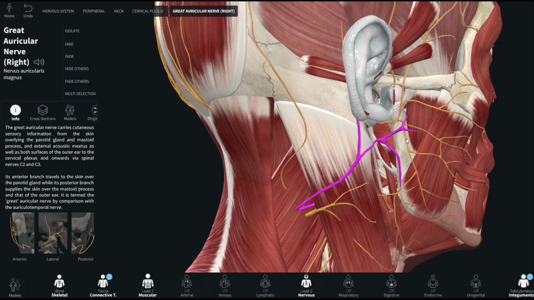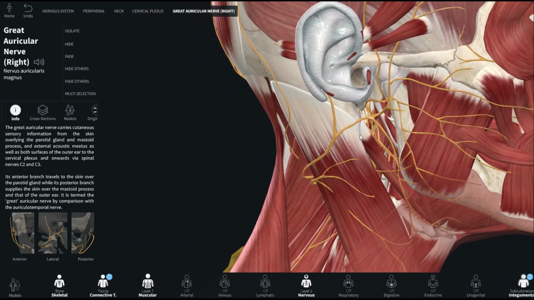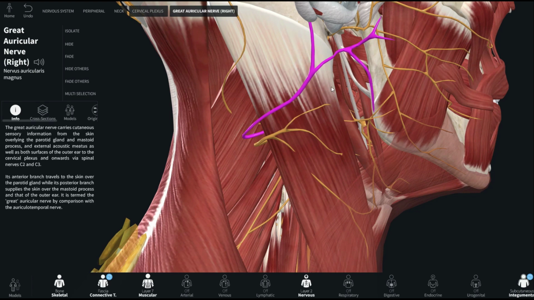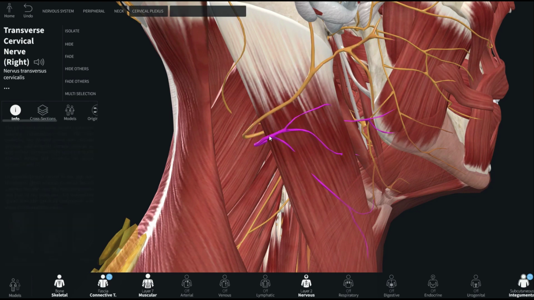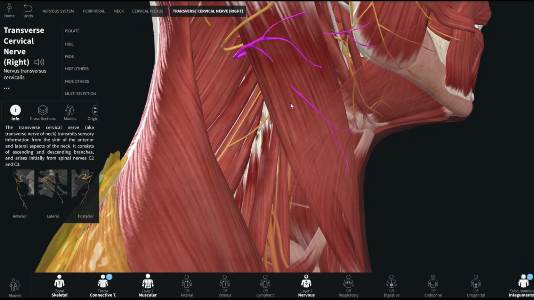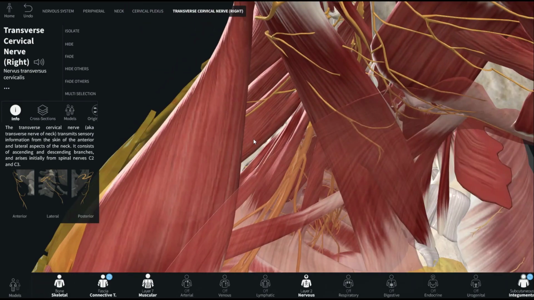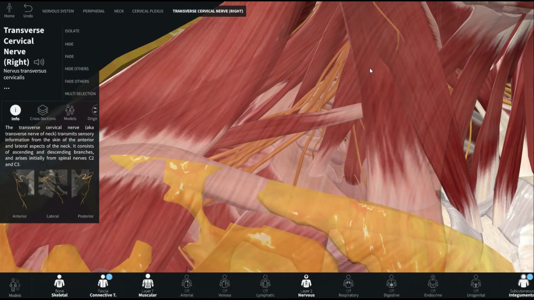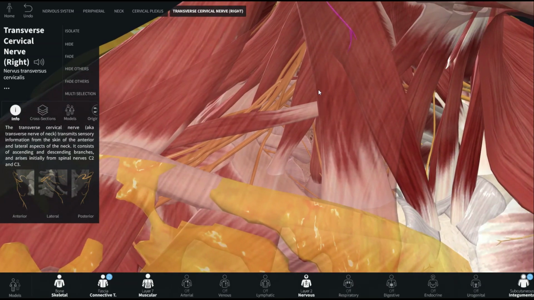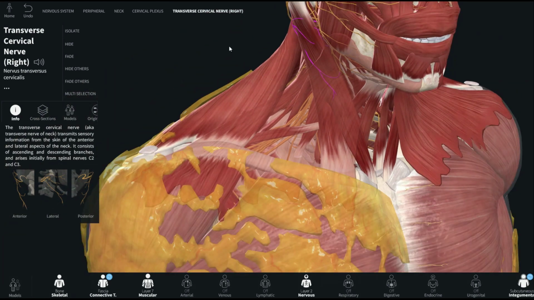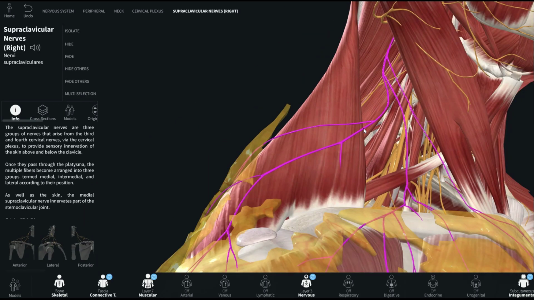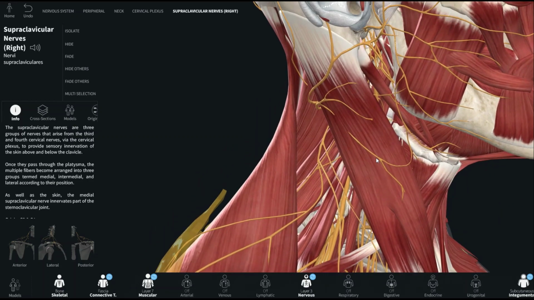Done. What was the next nerve? Transverse cervical. So this over here is the transverse cervical. Just below the great auricular nerve, we have the transverse cervical nerve. See, pretty easy. We have mapped down the three nerves. Now the last remaining nerve is the supraclavicular nerve. Supraclavicular, so it's above the clavicle, right? So let's find that out. This over here is the supraclavicular nerves.